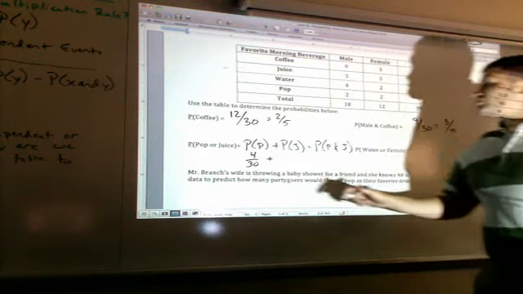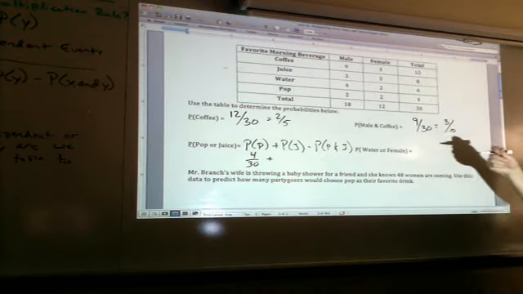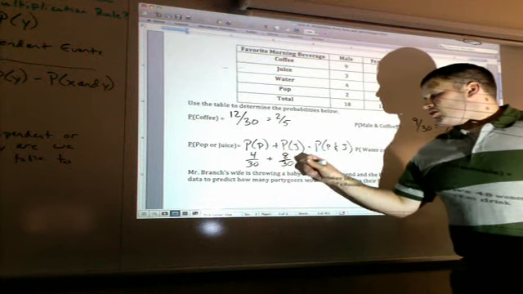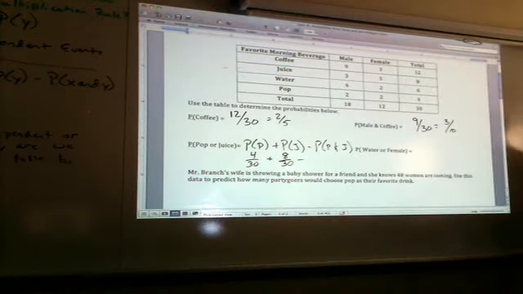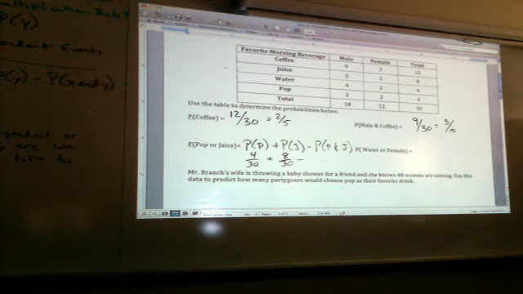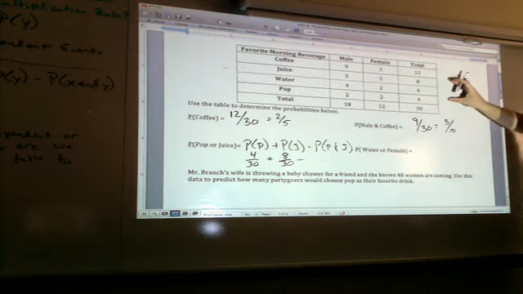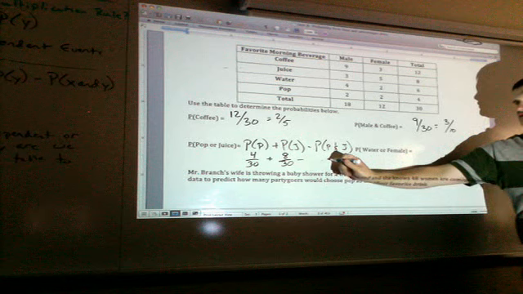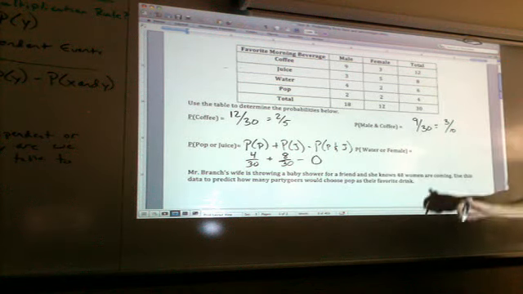How many people like juice? 8 out of 30. 12 out of 30. Now we have minus the probability of pop and juice. Pop and juice, those are what? Mutually exclusive. We can't pick both, can we? They only have one favorite. So we know this is going to be 0.